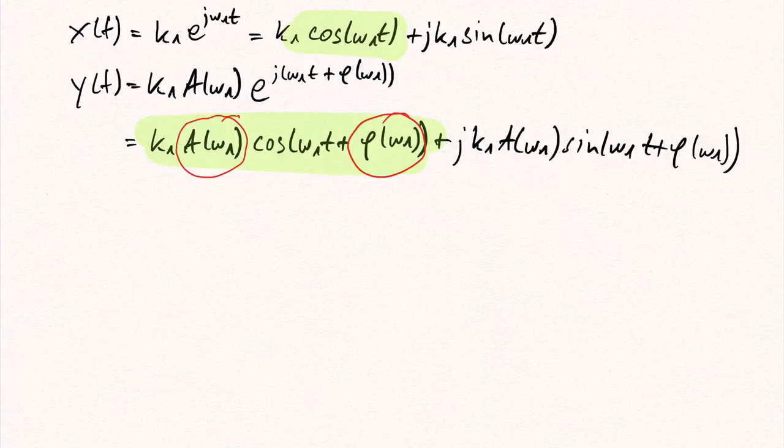Likewise, when applying a sinusoidal as an input, the output is also a sinusoidal function, with again the magnitude scaled by A of omega 1 and the phase shifted by phi of omega 1, where of course omega 1 is the frequency of the input signal. So this is actually a very important property of LTI systems.